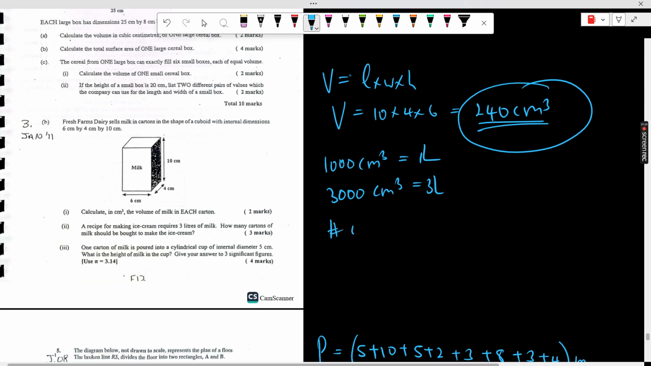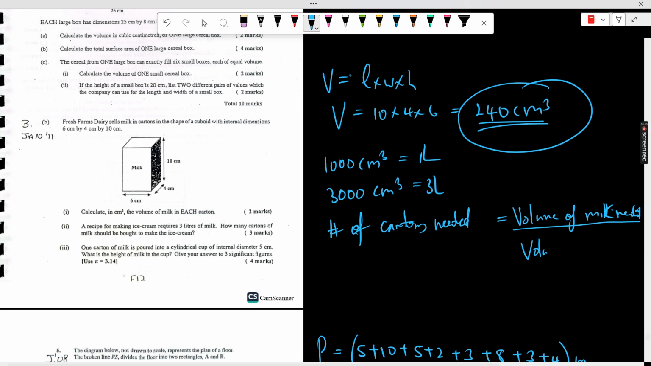So say the number of cartons needed is equal to the volume of milk needed divided by the volume of milk in one carton. Right, so that gives us 3,000 centimeter cube divided by 240 centimeter cube. So that would be 1.25. Is that 12.5?